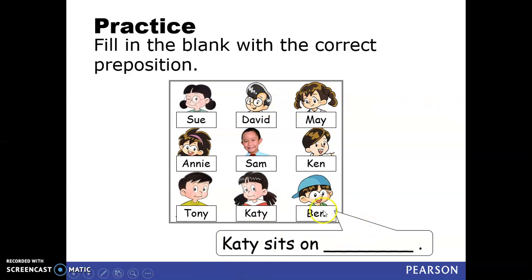All right, next one, a little bit more difficult now. Katie sits on blank. So this is Ben who is speaking. Ben is the speaker. And Katie is either on his left or his right. So what do you think? On his left or on his right? All right, let's take a look. Katie sits on my right. She sits on my right, on the right side of Ben.